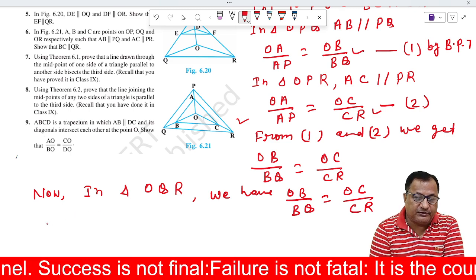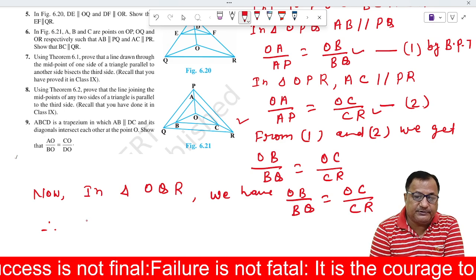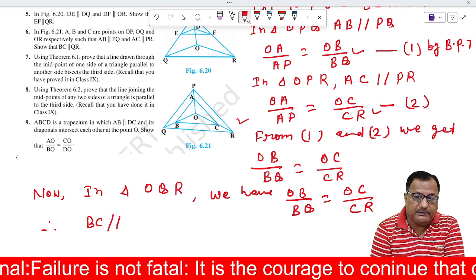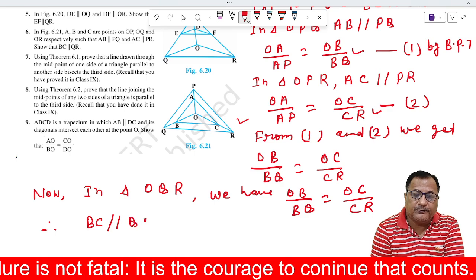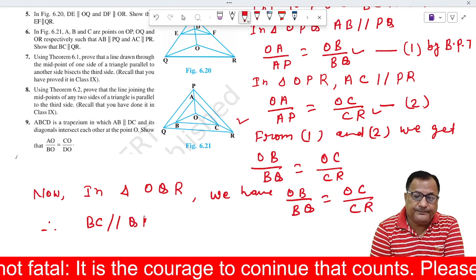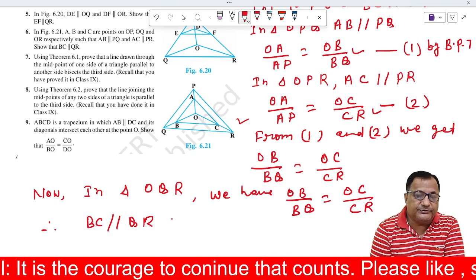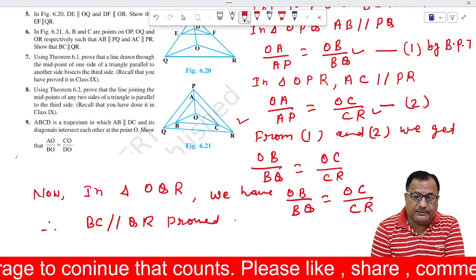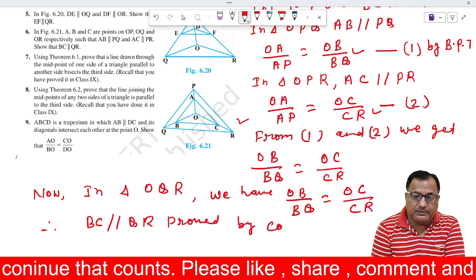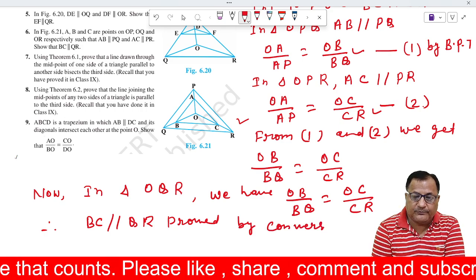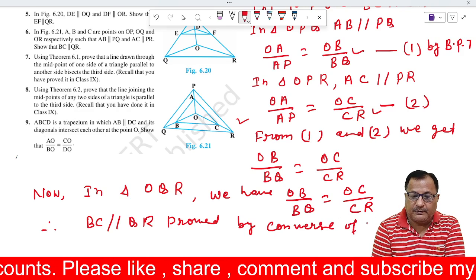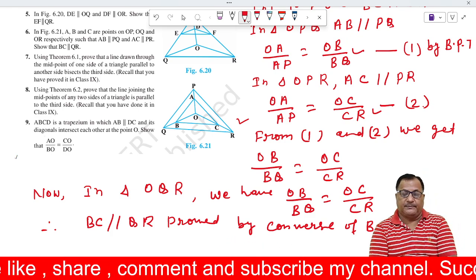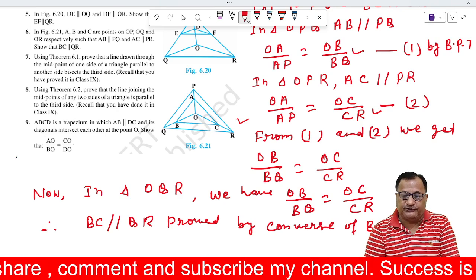So by the converse of BPT, therefore BC will be parallel to QR. This we had to prove, by the converse of BPT. I hope you must have understood the solution.